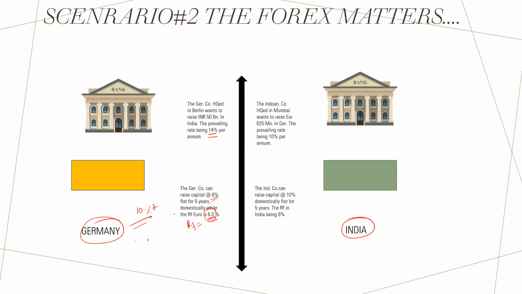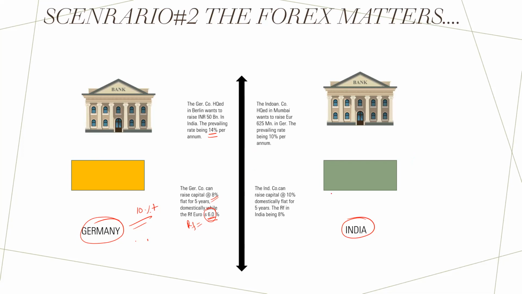Now why do you think that the Indian company will be charged 10% while the German company can be charged 8% only in Germany? Can anybody answer me quickly? The credit rating. Anybody else? Maybe the country of origin of the company. Yeah, one by one, please. Country of origin of the company.